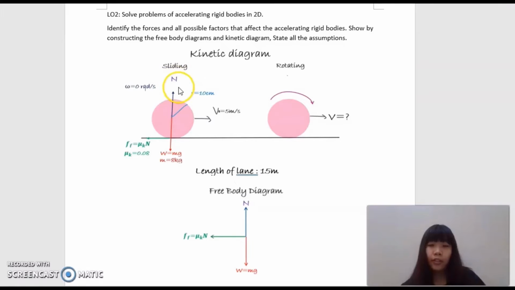The normal reaction force acts on the bowling ball, and also the weight, and also the frictional force from the surface of the bowling lane. And this is the free body diagram. The assumptions that I made are the angular velocity is equal to 0 radian per second, the initial velocity is 5 meter per second, the coefficient of kinetic friction is 0.08, which is very small, and the radius of the bowling ball is 10 cm. The mass of the bowling ball is 8 kg, and the length of the bowling lane is 50 meters.